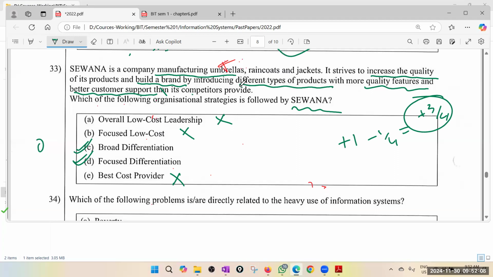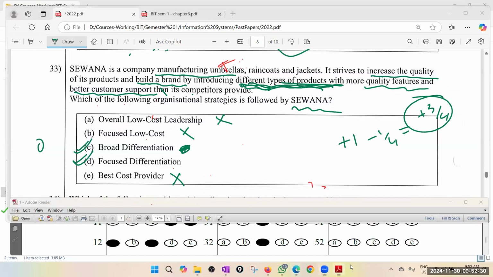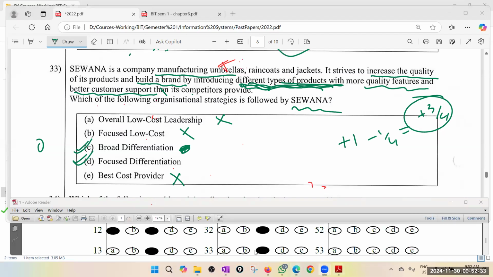Build a brand by introducing making a different type of products, right? So I go for broad differentiation. Since it says different types of products, I'll go for C. Okay. In the exam, I'd go for C because I saw these words. I'll go for C. Yes, C, because it says different type of products. You can see how much effort you need to put in to get the answers.